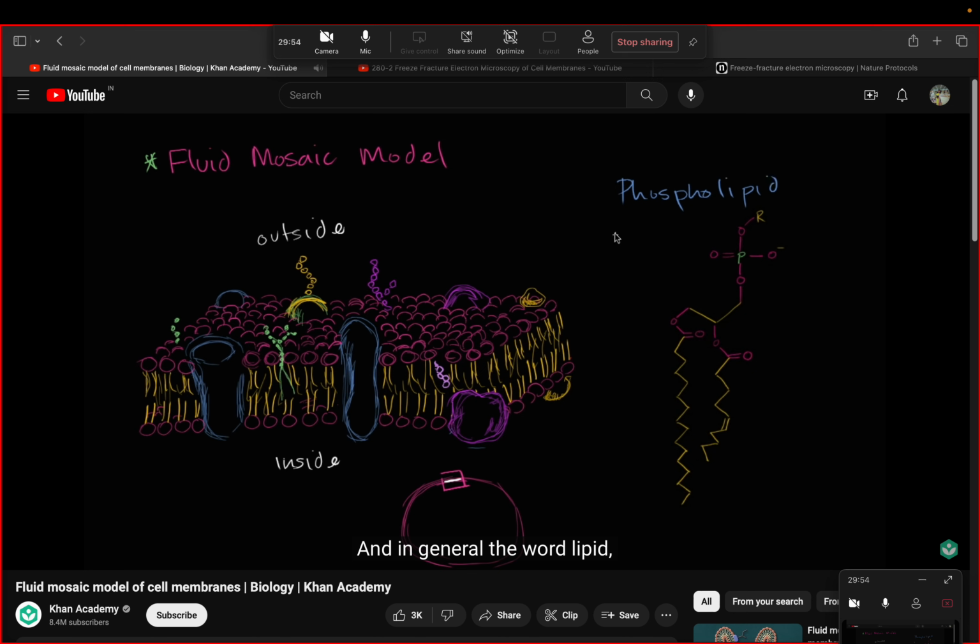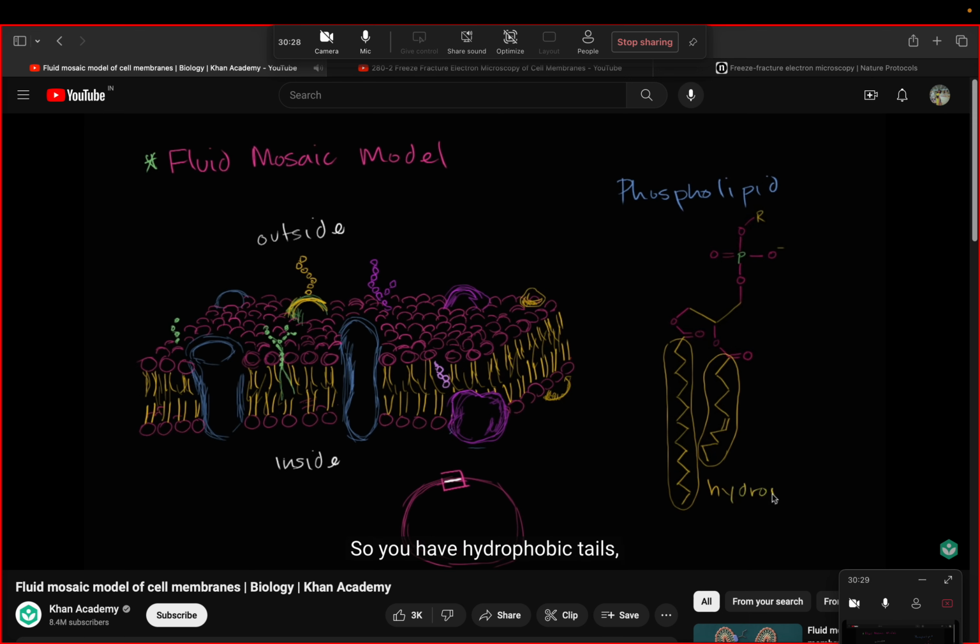And in general, the word lipid, and we have a whole video on lipids, means something that doesn't dissolve so well in water. And that's true in the case of this phospholipid. You have these hydrocarbon tails that are coming from fatty acids. And so these hydrocarbon tails have no obvious charge or no obvious polarity. We know that water is a polar molecule. That's what gives it its hydrogen bonds, and it's attracted to itself. But these don't have those, and so they're not going to be attracted to the water. The water's not going to be attracted to them, and so these tails are hydrophobic.